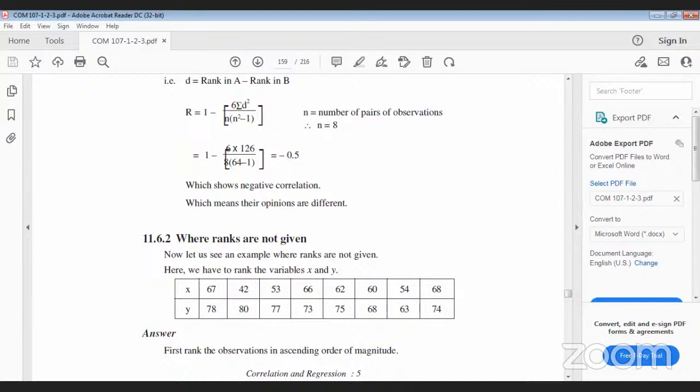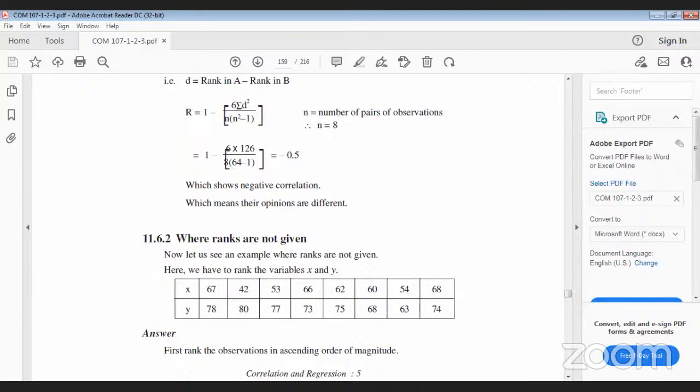We have to first rank here, because the highest number for x is given here as 68, so it has first rank. The second highest is 67, it has second rank. Third highest is 66, third rank. Fourth is 62, fourth. Then 60, 54, 53, and 42, that is number 8 here.